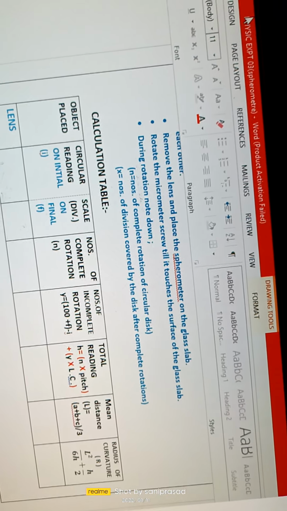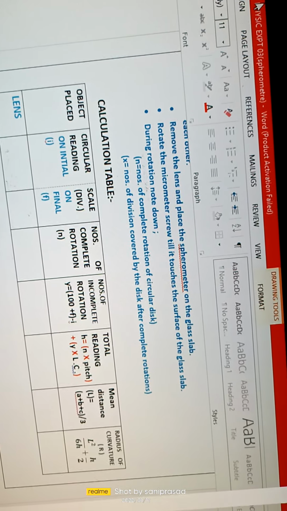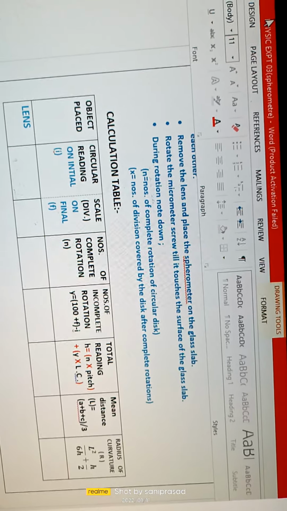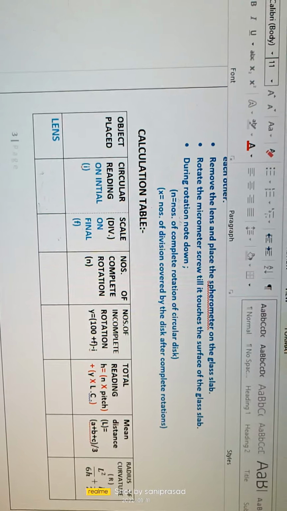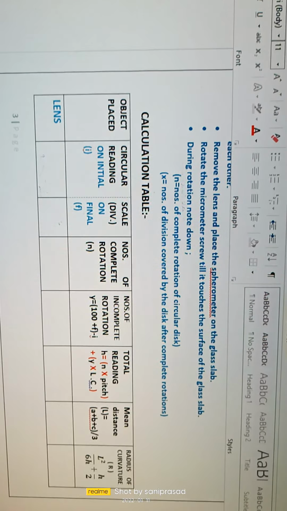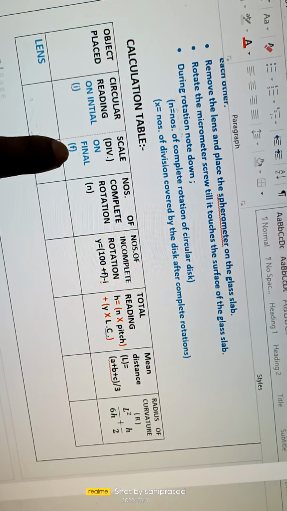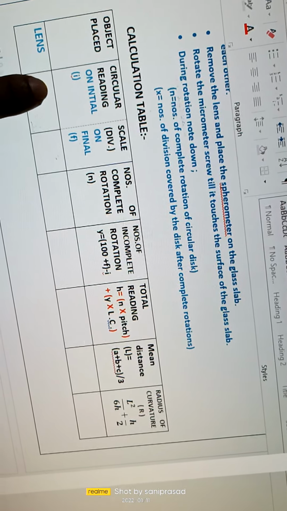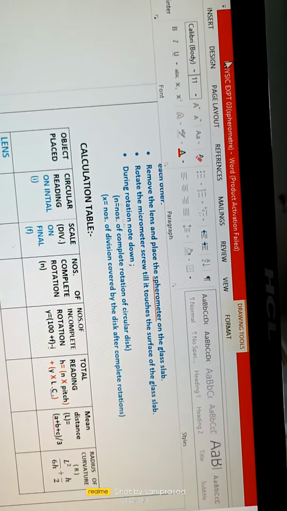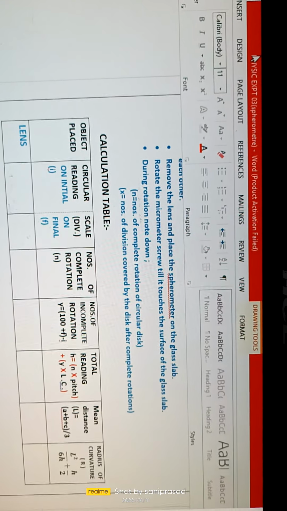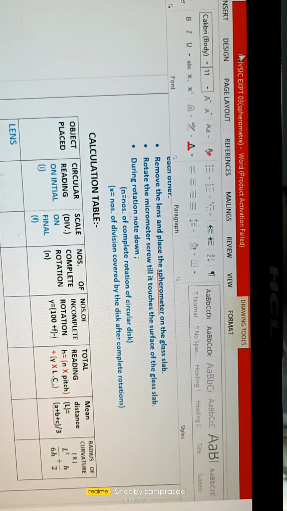जितना complete rotation होगा उतना ही हमारा मेन स्केल रीडिंग होगा, क्योंकि हमारा पिच भी वही बोलता है कि वो 1 complete rotation में कितना डिस्टेंस कवर कर रहा है. So it will be 1 mm. Number of incomplete rotations, how will it be found? Final minus initial. Why take final minus initial? As you measured on a scale, some measurements come under 4.6, 4.7. What is 0.6, 0.7? This is the incomplete rotation.